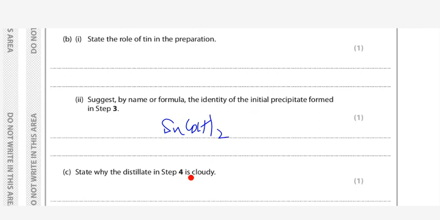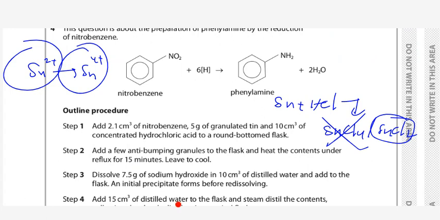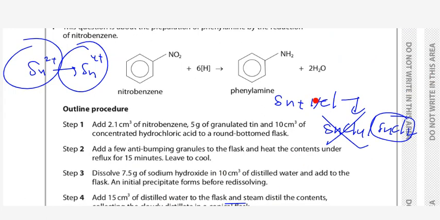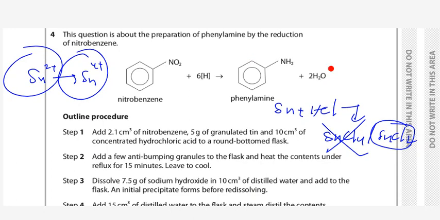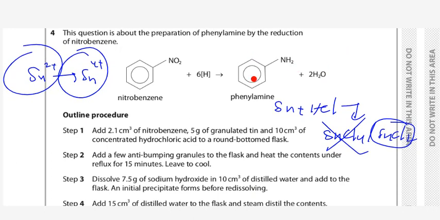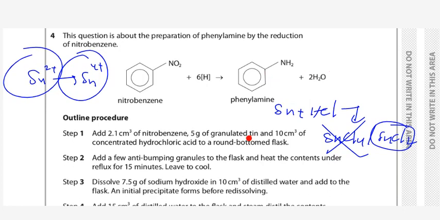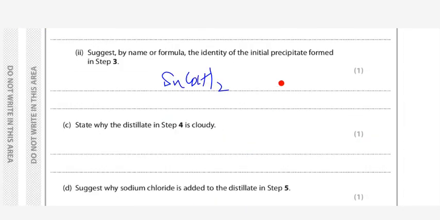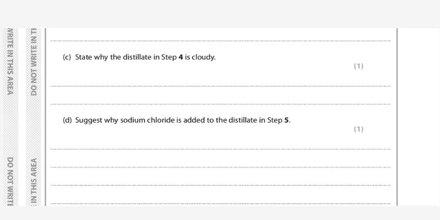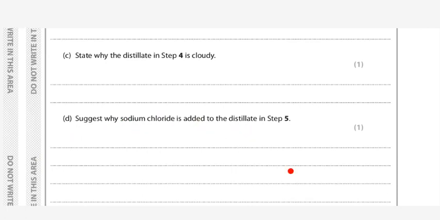State why the distillate in step 4 is cloudy. This is the organic product. The organic product will be cloudy because of the presence of water. We have discussed this before, right? That will need a drying agent to remove the water. That is why sodium chloride is added. That's a very important thing, because sodium chloride, being an ionic substance, basically helps to pull the water molecules trapped within the organic layer.